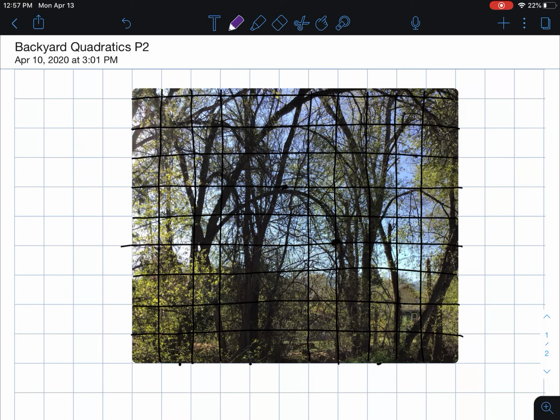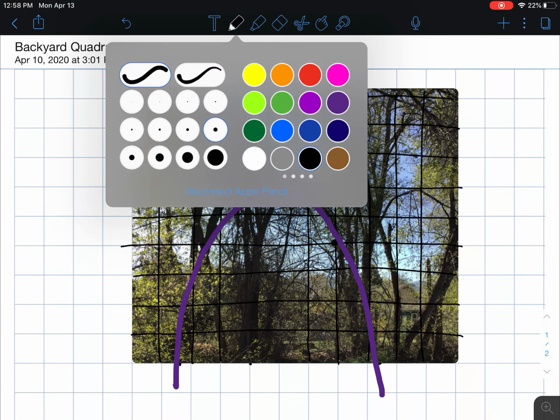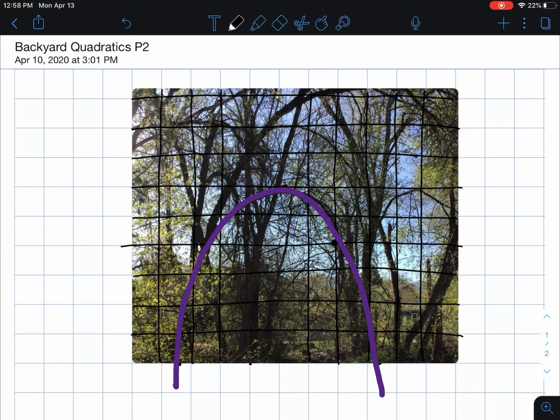First off, let's make sure we're talking about the same thing here. So I kind of have my parabola right about there. Okay, and again, not perfect, right? But that's enough to work off of. And then I want to get some axes here. I'm going to use as my origin where that tree comes up out of the ground. So I'm going to make my (0, 0) right about there.